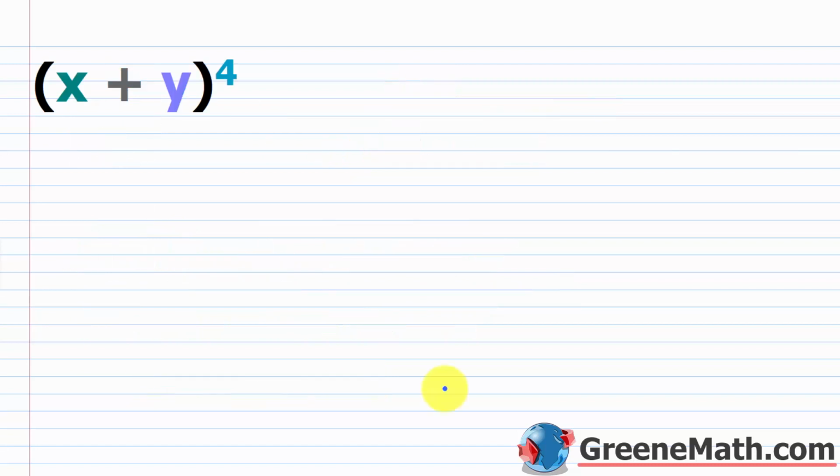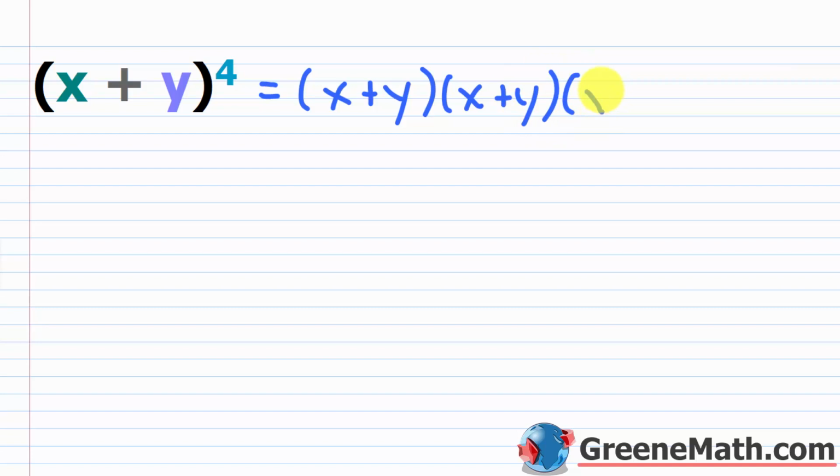Okay, now let's move on and talk about the binomial theorem. So what is this used for? It's used to expand something like the quantity x plus y to the 4th power. So we already know, to work with this, we would go x plus y, times x plus y, times x plus y, and then times x plus y.